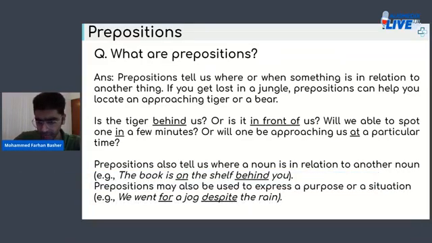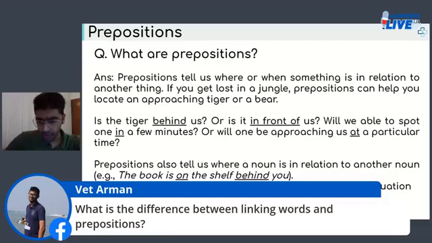Okay, we have a question here from Arman. What is the difference between linking words and prepositions? There isn't anything called linking words as such. However, I think you mean to say linking verbs. But linking verbs are verbs, of course, and they're not prepositions. What do prepositions do? They link words.